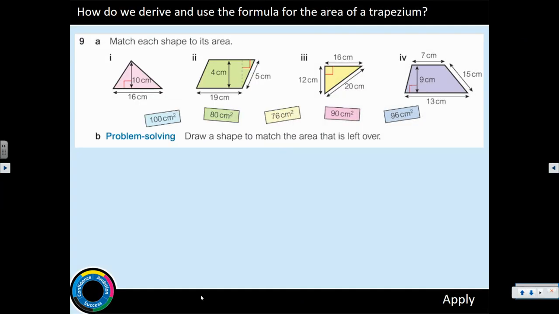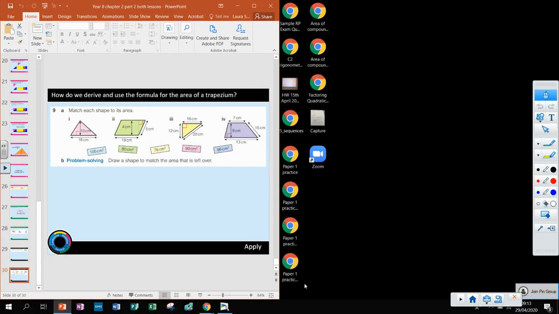Okay, so you're going to pause your screen as you try this question. I'll give you a little bit of a hint. You might want to work out the individual areas and then match them up to the given areas. Okay, that's how you're going to do that question. Okay, well done. Let's take a look.